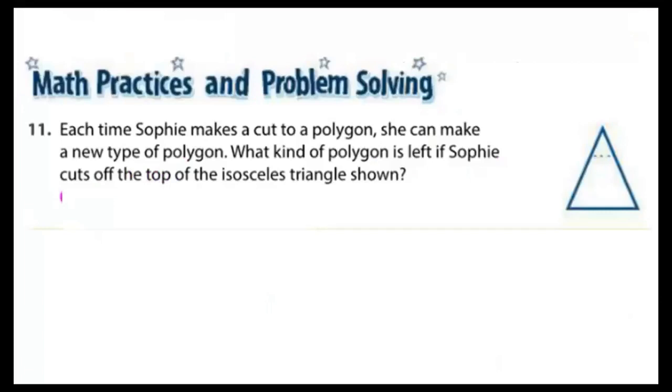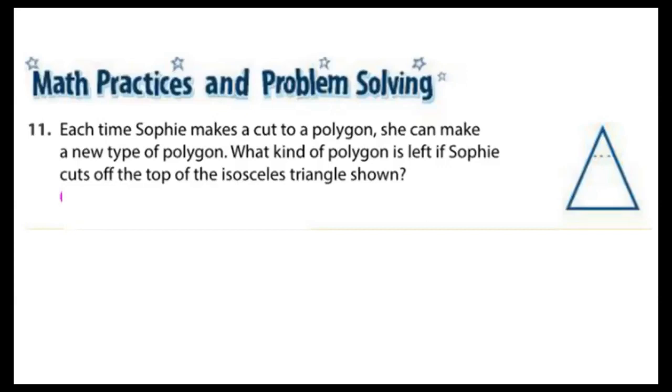What can you see in front of you? Yes, it's a triangle. Each time Sophie makes a cut to a polygon, she can make a new type of polygon. What kind of polygon is left if Sophie cuts off the top of the isosceles triangle shown in front of you?